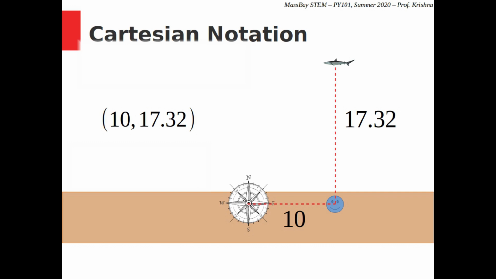In Cartesian notation, the two distances are represented as an ordered pair with the horizontal direction first, just like ordered pairs on the Cartesian plane. You might notice that this system is very similar to representing points on a Cartesian plane. Another way of writing this vector is like this: 10 i hat plus 17.32 j hat. i hat and j hat can be treated as representing the x and y directions respectively.